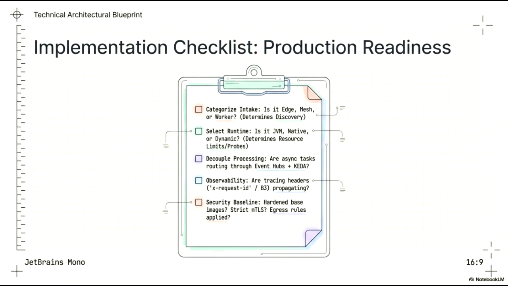This implementation checklist serves as our final validation for production readiness. We begin by categorizing the service intake as edge, mesh, or worker, which dictates our discovery strategy. Selecting the right runtime, JVM, native, or dynamic, is equally critical, as it directly influences our resource limits and probe configurations. To maintain system resilience, we ensure that all asynchronous tasks are decoupled and routed through event hubs, using Kata for event-driven scaling. For comprehensive observability, we must confirm that tracing headers like XRequestID and B3 are propagating across all services. Lastly, we enforce a strict security baseline, requiring hardened base images, mandatory MTLS, and granular egress rules to protect our architectural integrity.